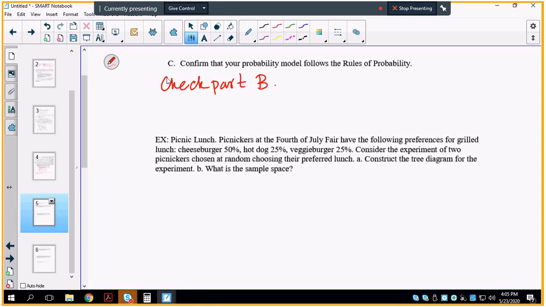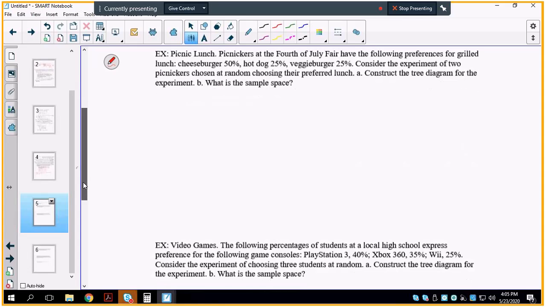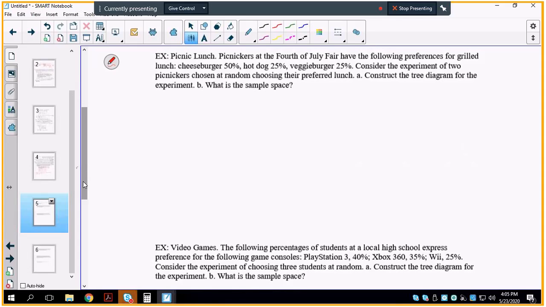All right, let's go to the next problem. Picnic lunch. Picnickers at the 4th of July fair have the following preferences for grilled lunch: cheeseburger 50%, hot dog 25%, veggie burger 25%. Consider the experiment of 2 picnickers chosen at random, choosing their preferred lunch. Construct a tree diagram for the experiment. What is the sample space?